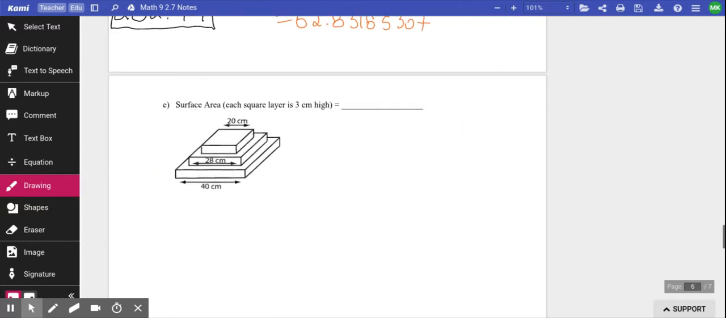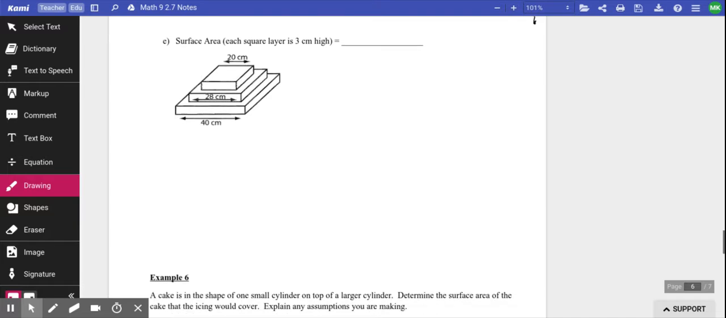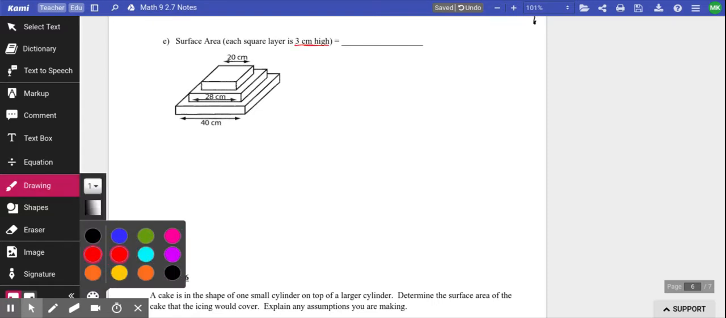Awesome. Next question. We've got this thing. It's like layers of a cake, basically. We're going to surface area. Each square layer is 3 centimeters in height. So they've told us the height of all these shapes. That means this guy right here is 3 centimeters. And they're all 3 centimeters. Every single layer is 3 centimeters high. Our job is to calculate the area of this entire thing. I'm going to start with the bottom layer and then work my way up.